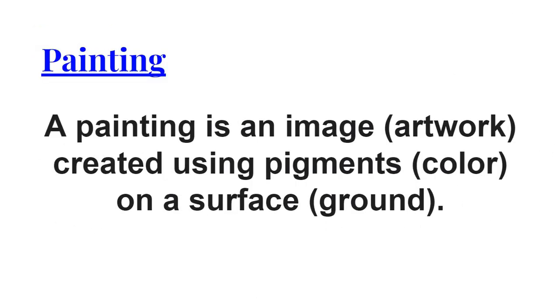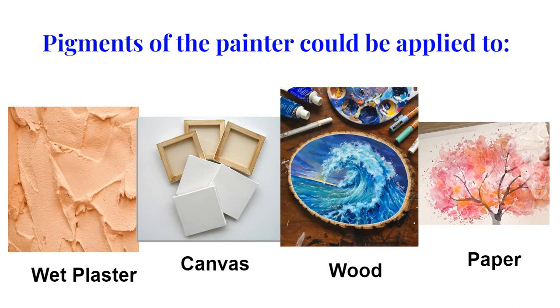Next is painting. Painting is a form of visual art, which is an image created using pigments, which is also called color, on a certain surface. So here in visual arts, we refer to the image as the artwork, the pigment as the color, and the surface as the ground. Alright, remember that one. Now here are the different pigments of the painter, which you can apply to the ground.